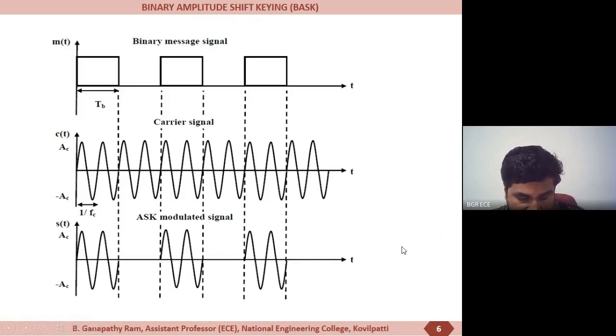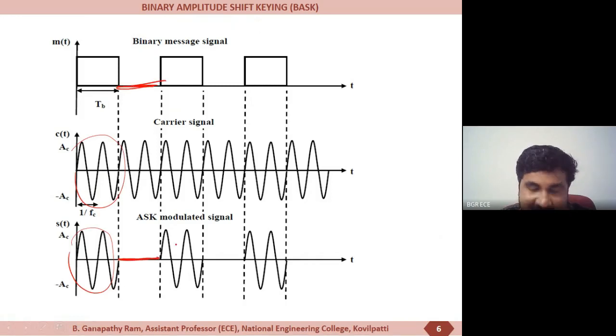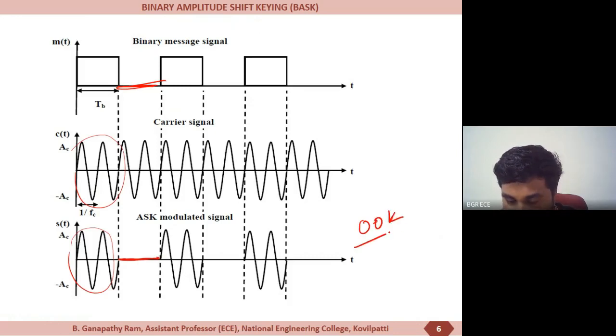Now let us look at the ASK modulated signal. For the binary information 1, the carrier signal is transmitted as it is, and for the binary information 0, no signal is transmitted. That is, the carrier is off. For the next binary 1, the carrier signal is again switched on, then switched off, then switched on. Hence, it is called the OOK modulation technique.